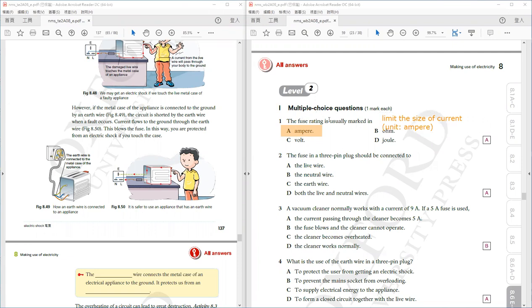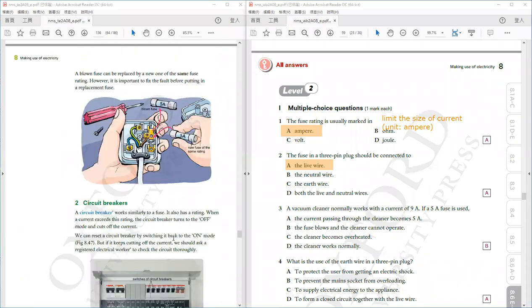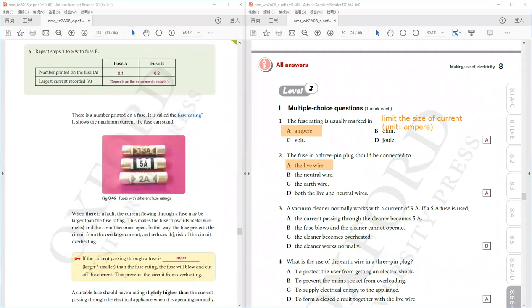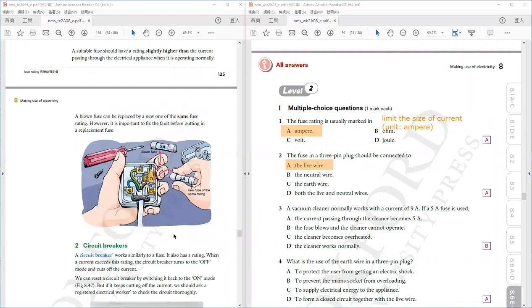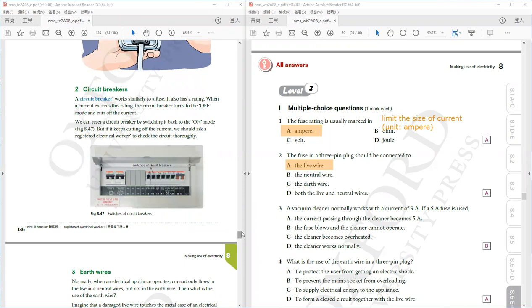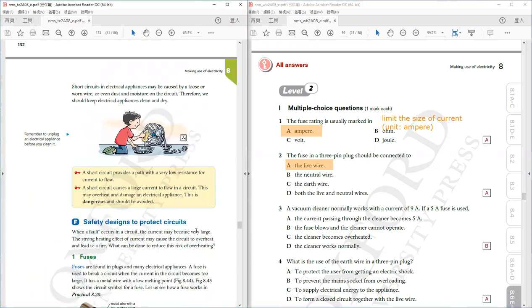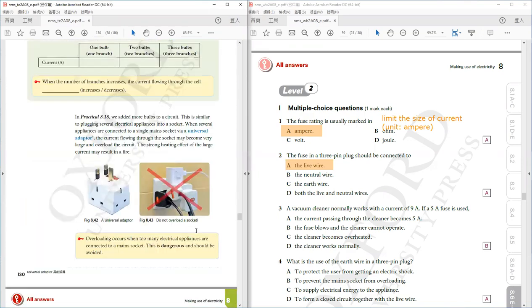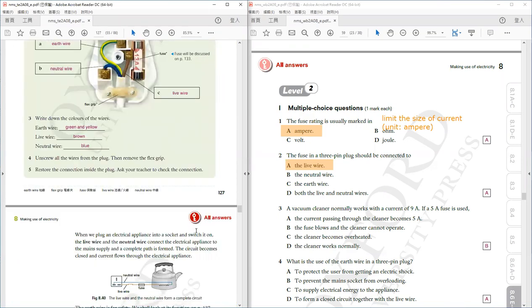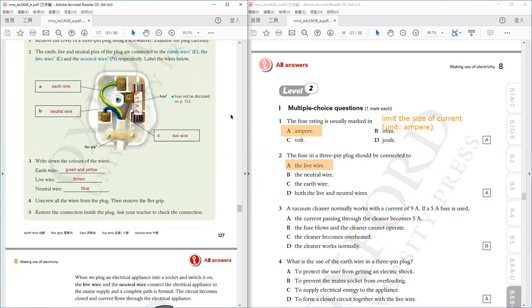Question 2. The fuse of a 3-pin plug should be connected to the live wire, as we said before. You can see from page 127. It should be connected to the live wire.